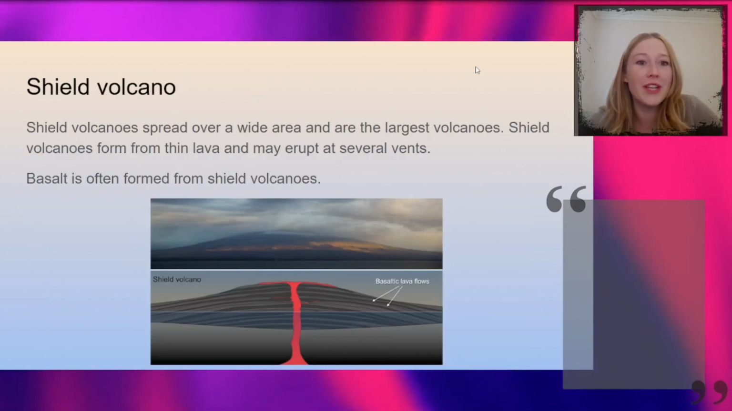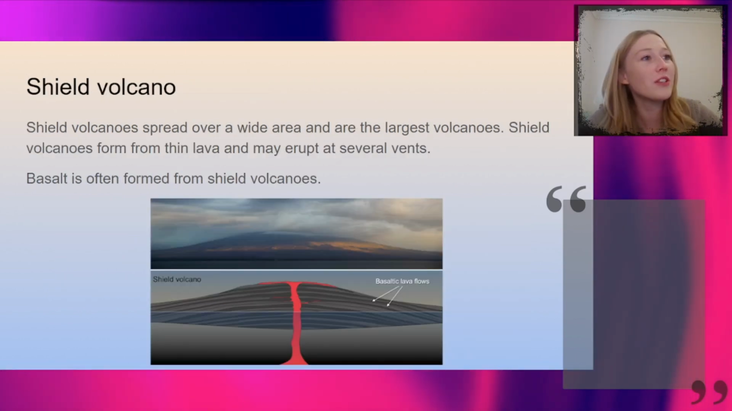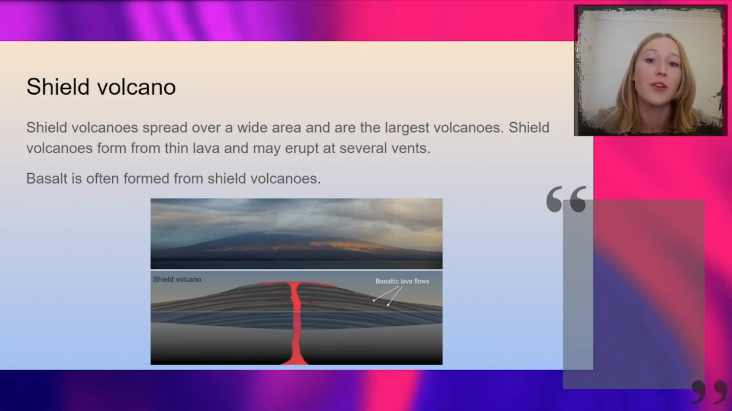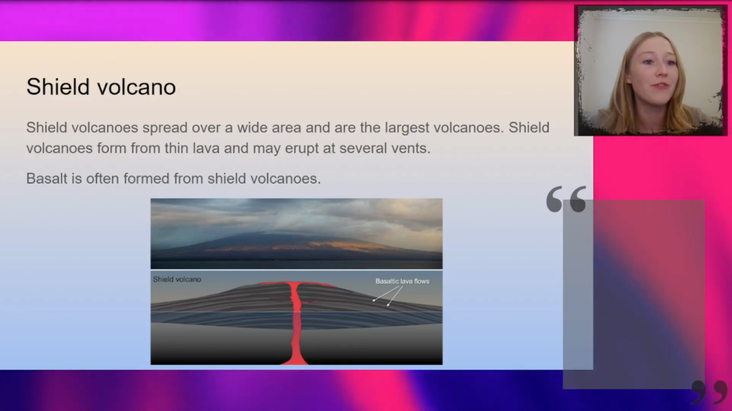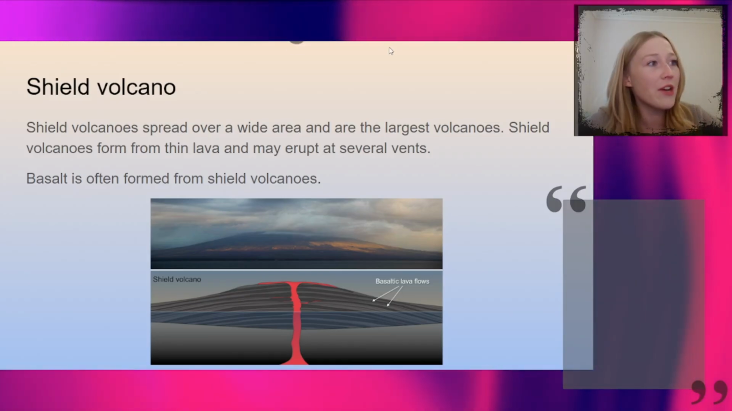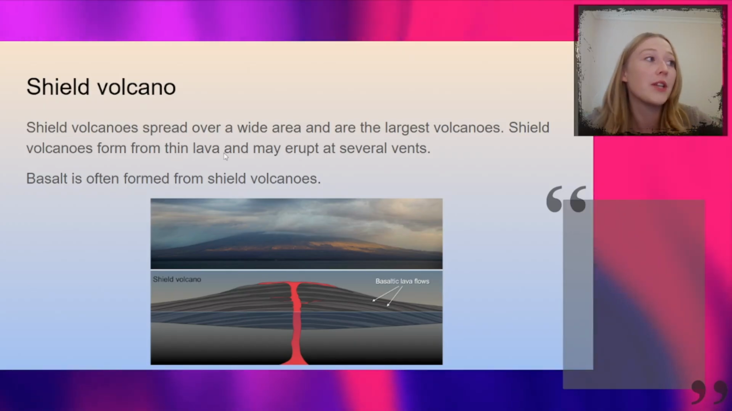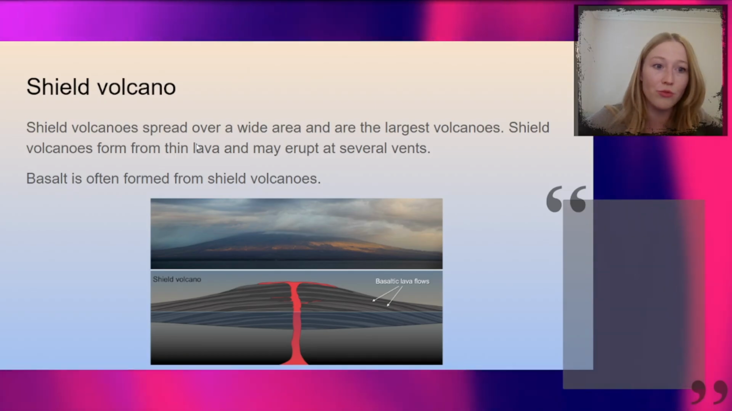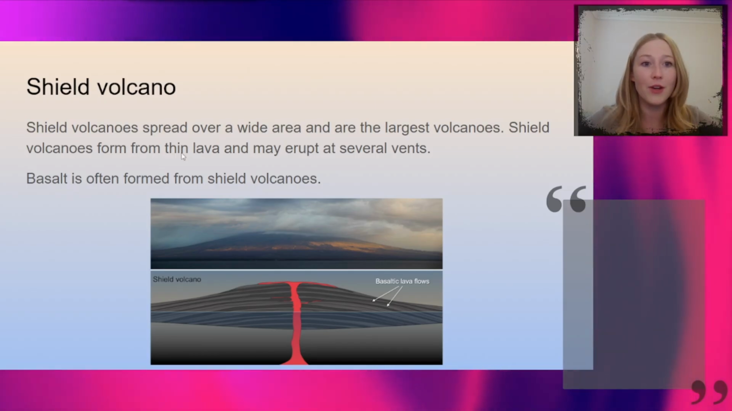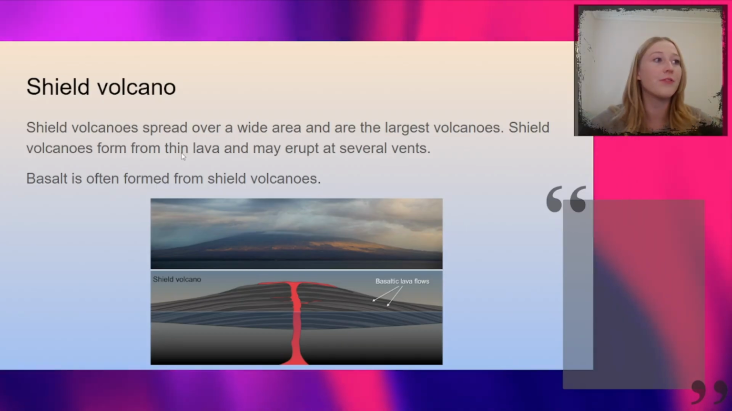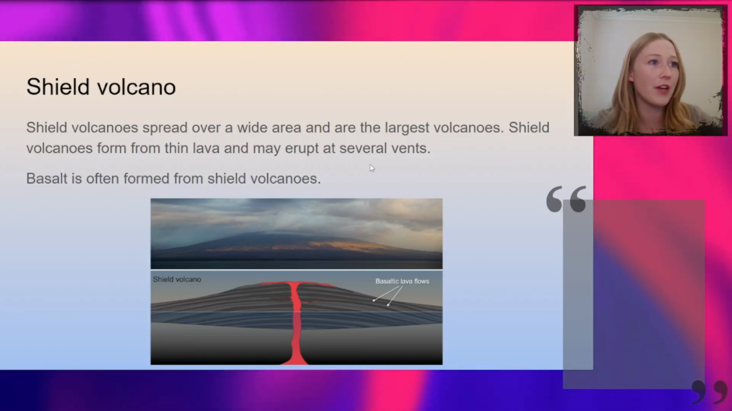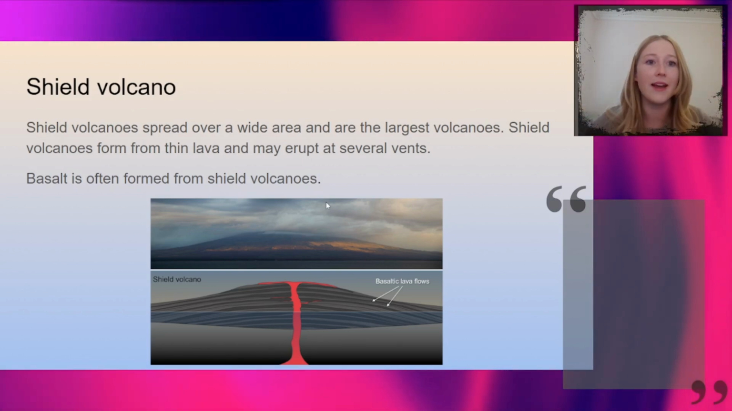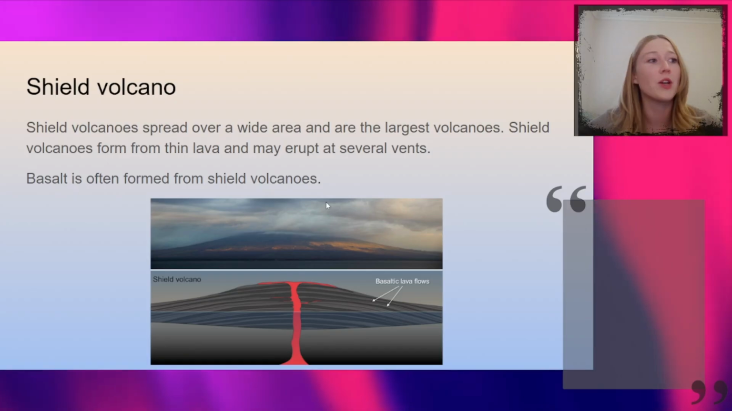So the first one that we're going to take a look at is the shield volcano. The shield volcano is quite a wide volcano. They are some of the largest volcanoes, but they are known for being very flat. The way that they form is through lava eruptions, and the lava will be quite thin, so it will be very runny. And because it's thin and runny, it will spread very far. It won't necessarily have very big or very violent eruptions. It will just be trickling out the whole time and spreading quite far.